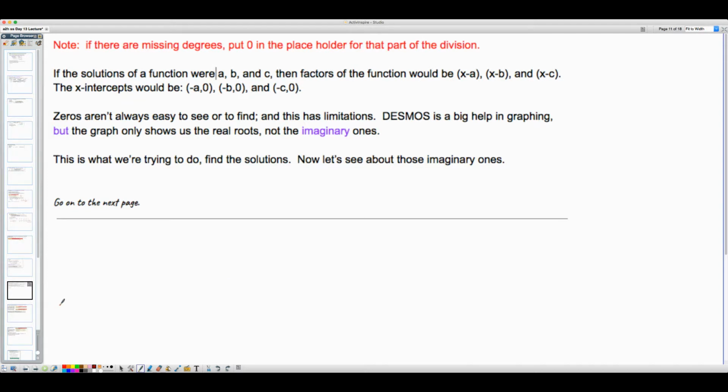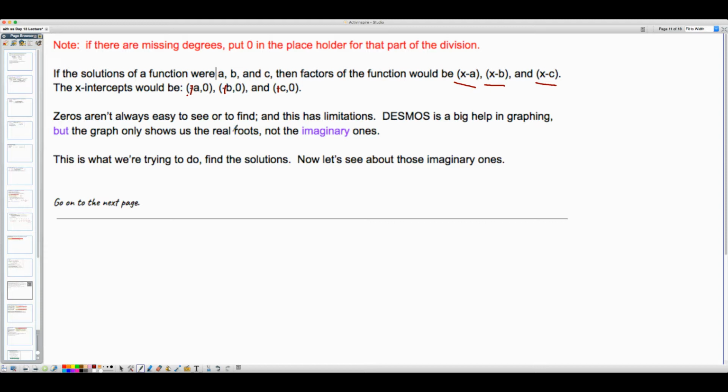Let's see. If the solutions of the function were a, b, and c, then the factors would be x minus a, x minus b, x minus c. The x-intercepts would occur at, this should be a positive, the x-intercepts would be at positive a, 0, positive b, 0, and positive c, 0. I'll change that in the notes.